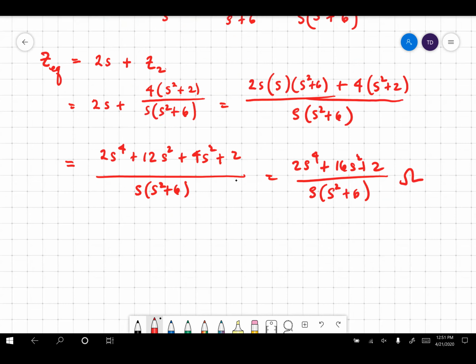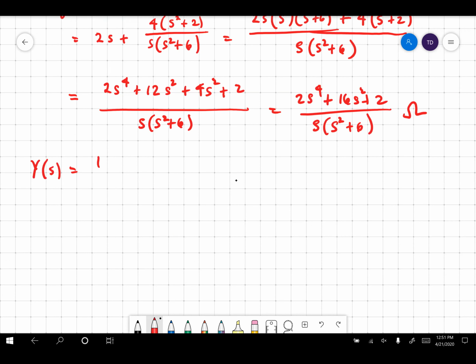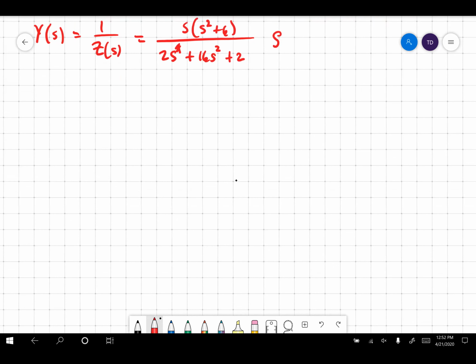If we're looking for Y of s equals 1 over Z of s, that's equal to this whole fraction flipped. It's going to be s squared plus 6 divided by 2s to the 4th power plus 16 s squared plus 2, and that would be in Siemens. So we can utilize those same tools that we had before, no problem, still works out. It's fairly similar to what we had. It's just we have s's in there instead of j's. Our s is a little bit harder to work with.